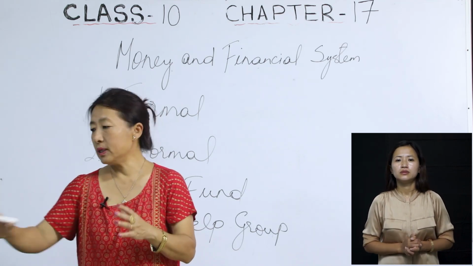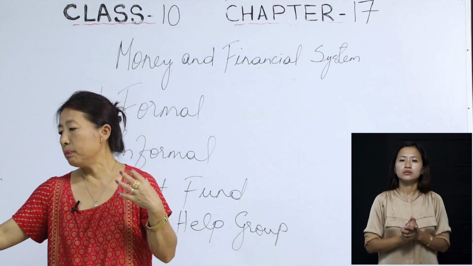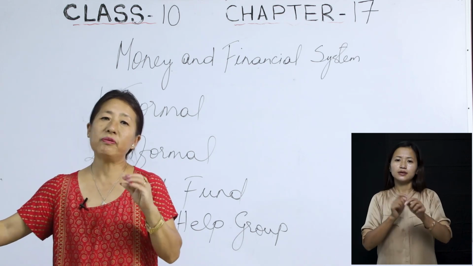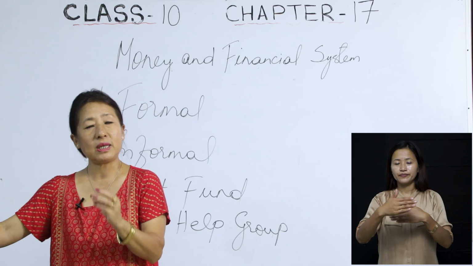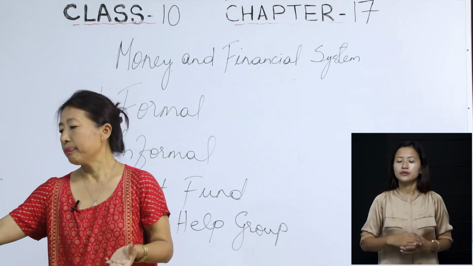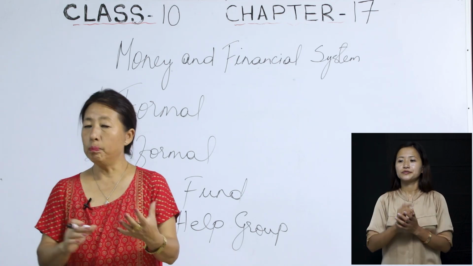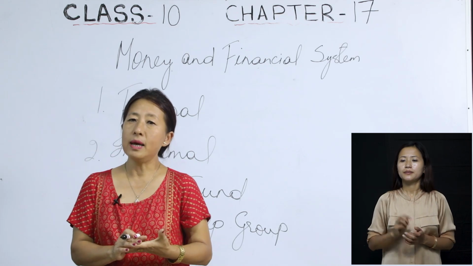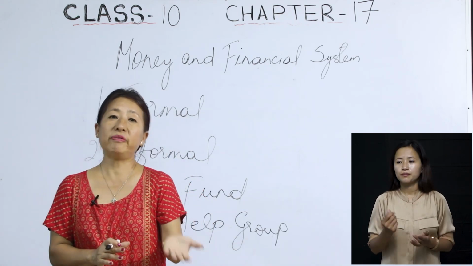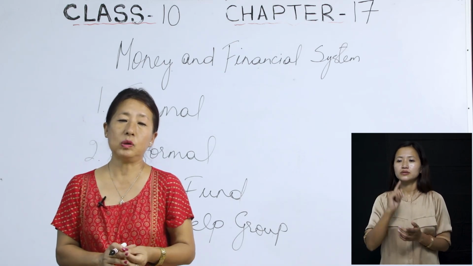These members will meet regularly, and many times they will also be from the same society or the same neighborhood. They will meet regularly and save from rupees 25 to 100 or more per member. So all the members will be trying to save up money. It depends on the individual and on the group itself.